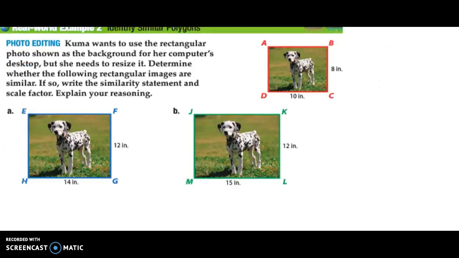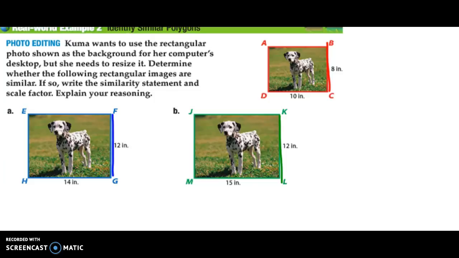Example 2 has to do with the picture. It says Kuma wants to use the rectangular photo shown as the background for her computer desktop, but she needs to resize it. Determine whether the following rectangle images are similar. If so, write the similarity statement and scale factor. Explain your reasoning. If these images are similar, that means side BC here is going to be similar to either FG or KL.